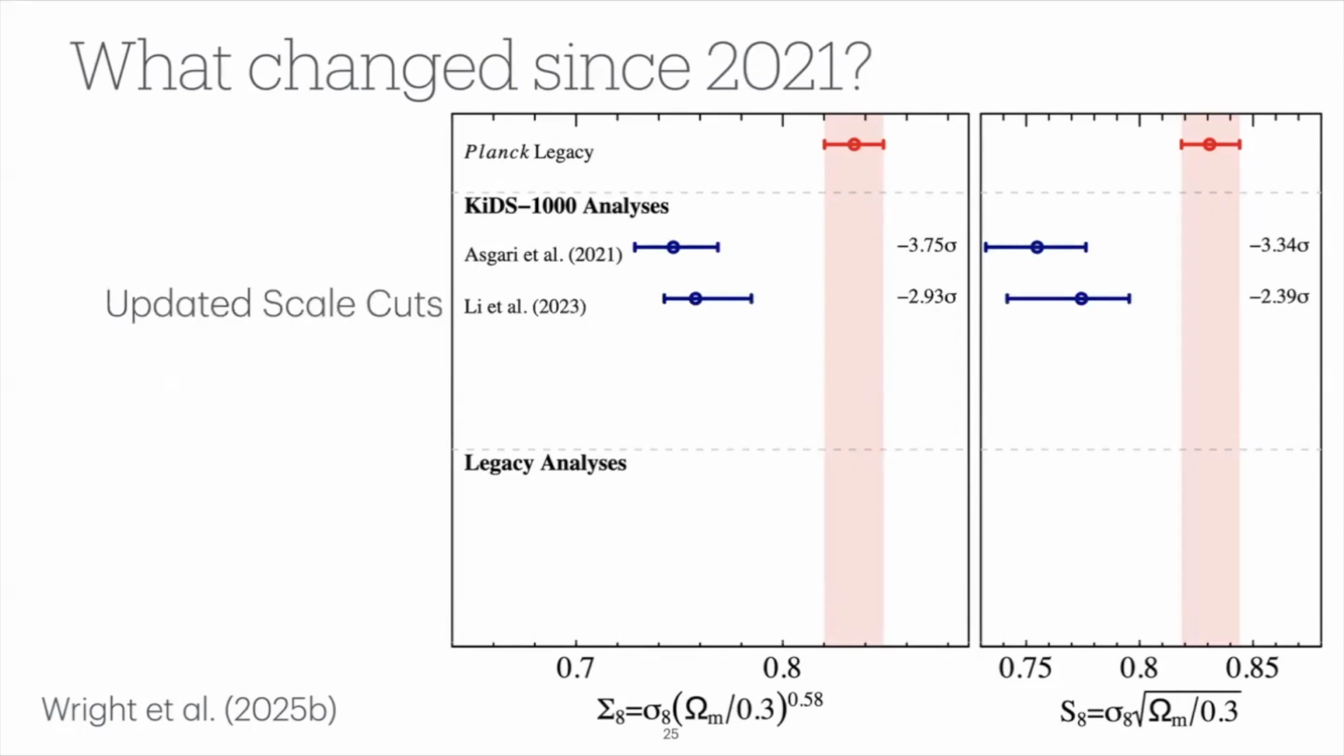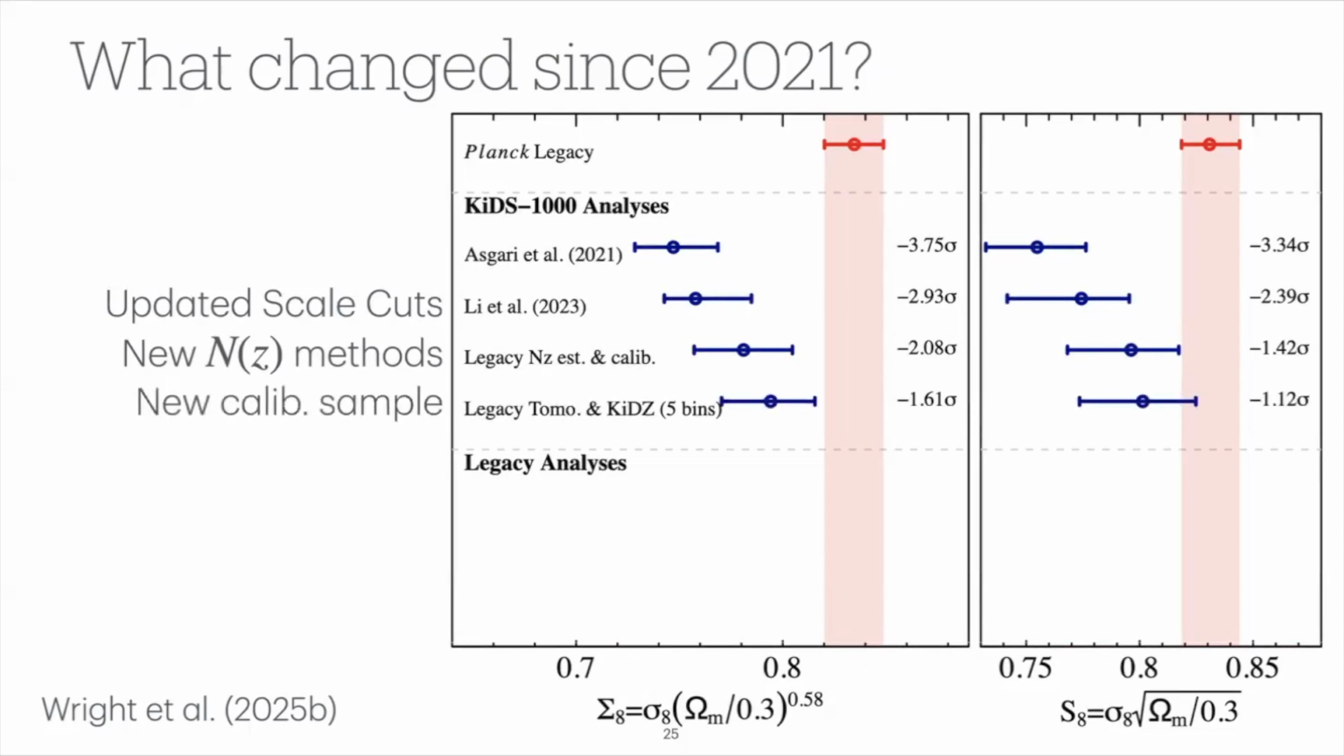Lee et al. in 2023 presented a new estimate of cosmic shear using KiDS-1000, where they, in addition to other things, updated the scale cut used for the analysis. That reduces the tension with Planck to 2.93 sigma. Our new n(z) calibration methods that we implemented for Legacy, applied then to KiDS-1000, produce another shift of about 0.8 sigma, which brings the tension lower again. And then when we use the updated redshift calibration sample that we have access to in KiDS Legacy, that also reduces the tension by another 0.4-ish sigma.